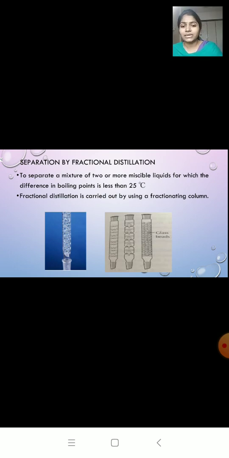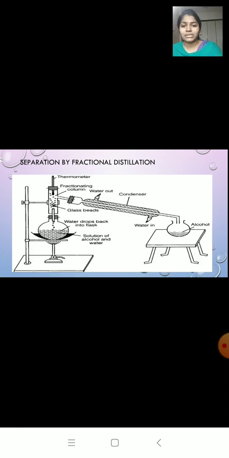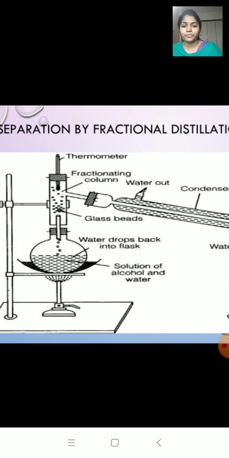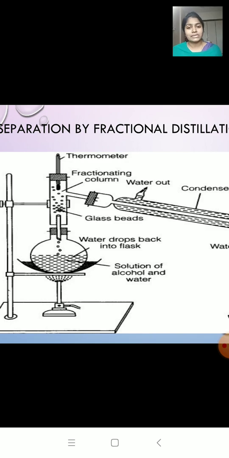Okay, so let's see the setup. So this is the setup of fractional distillation. It is similar, but we only have a fractionating column. So on the top of the round bottom flask, the fractionating column is placed. First, we will take a mixture of alcohol and water and pour it in the round bottom flask. Now we will start heating the flask.